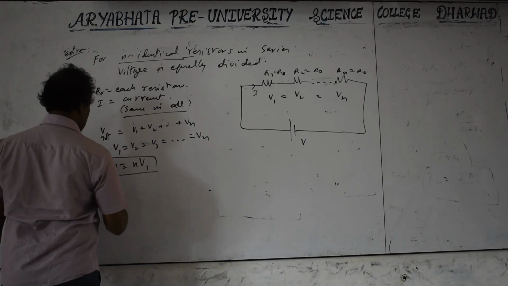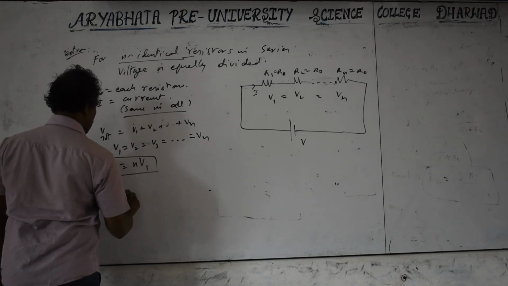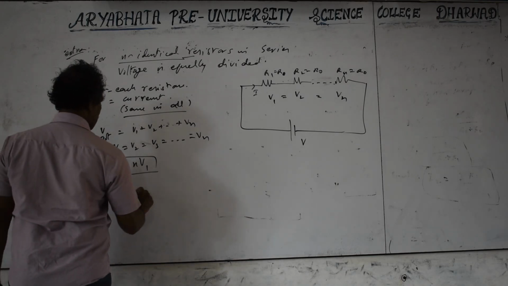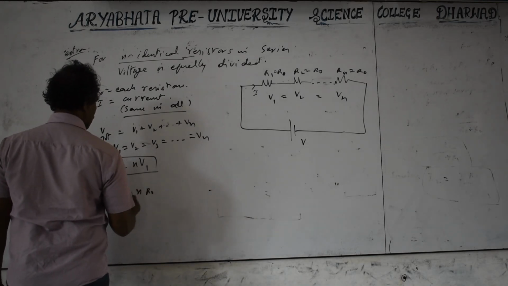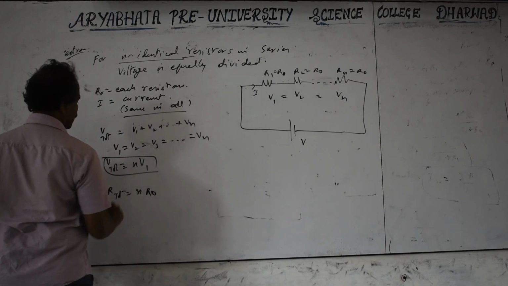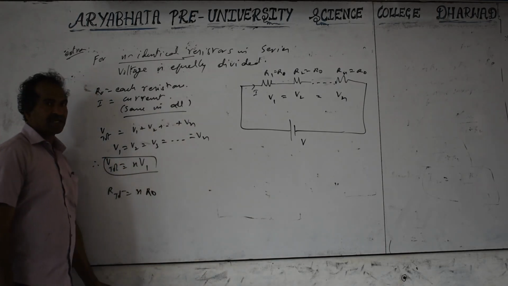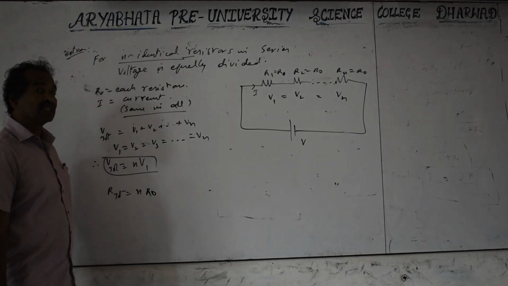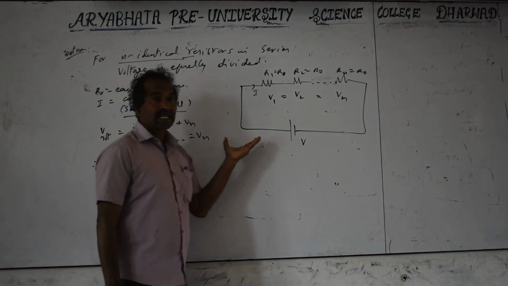And for resistance, R total is the sum of the resistances, which will be n times R. So V1 becomes equal to V total divided by n. Where do we use this? Generally we don't require it, but sometimes the battery voltage is more than the device can withstand.